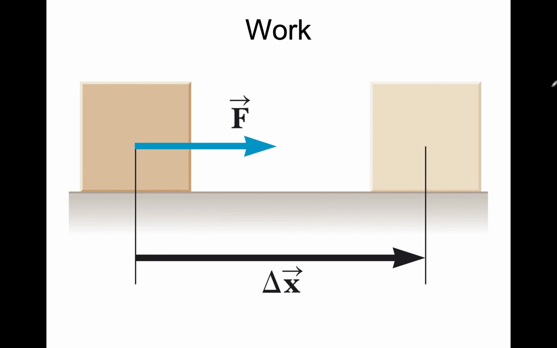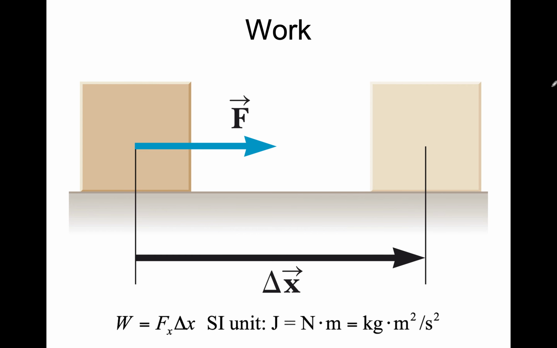We apply a force on the object, and the object has a displacement of delta x under the influence of this force. Then we calculate the work done by this force, a product of force times displacement. The unit for force is Newton. The unit for displacement is meter. So the unit for work is Newton times meter.